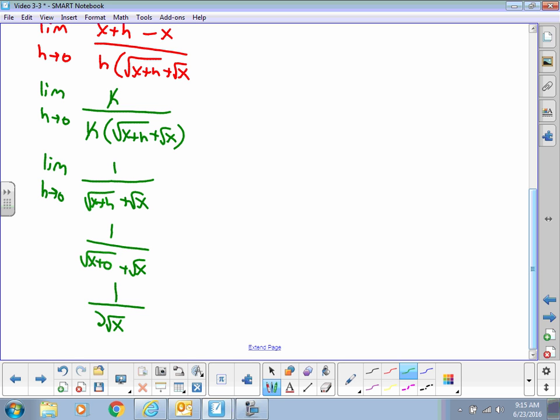And they wanted us to tell what our domain of this derivative function would be. Well, we can't have negatives under the radical, or else that would be imaginary. We also can't have 0 there, because it would make the denominator 0. So our domain, then, of this derivative function is that x would have to be greater than 0.